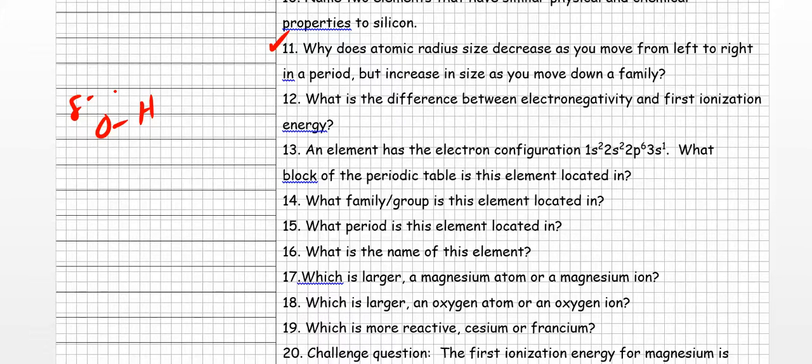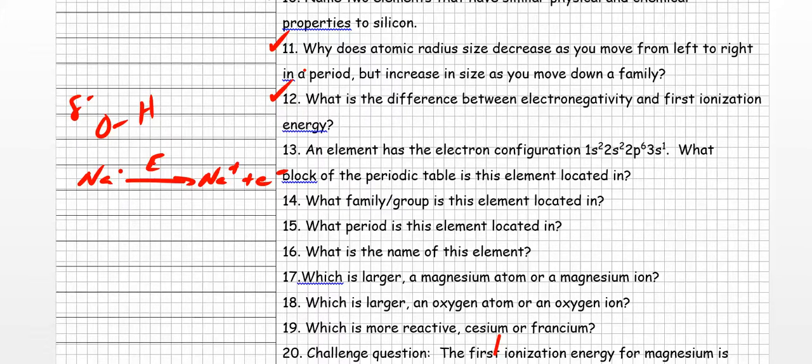First ionization energy is the energy required to remove a single electron. For example, sodium is a neutral element that has 11 electrons, one of which is valence. Let me denote that with a little dot. If I add energy, which I'll denote with an E, I get an ion plus the electron that I've extracted. That is the first ionization energy. So that's the difference between electronegativity and first ionization energy.